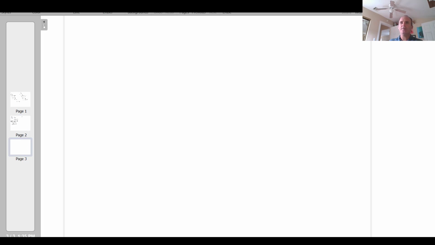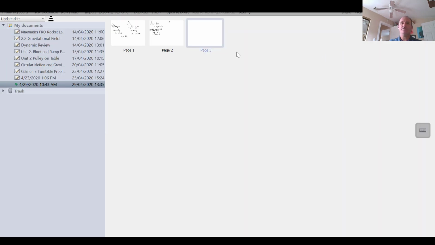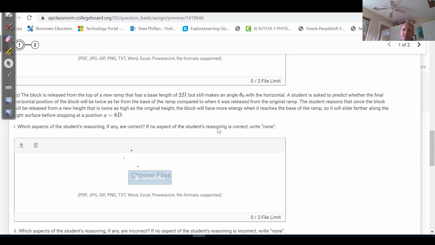Let's look at this real quick. Before we got to that, this is going through and deriving the equation. But I think I can do something easier here. So when it asks whether it will slide right before stopping at x equal to 8D, that one's correct because we can just state it like this.